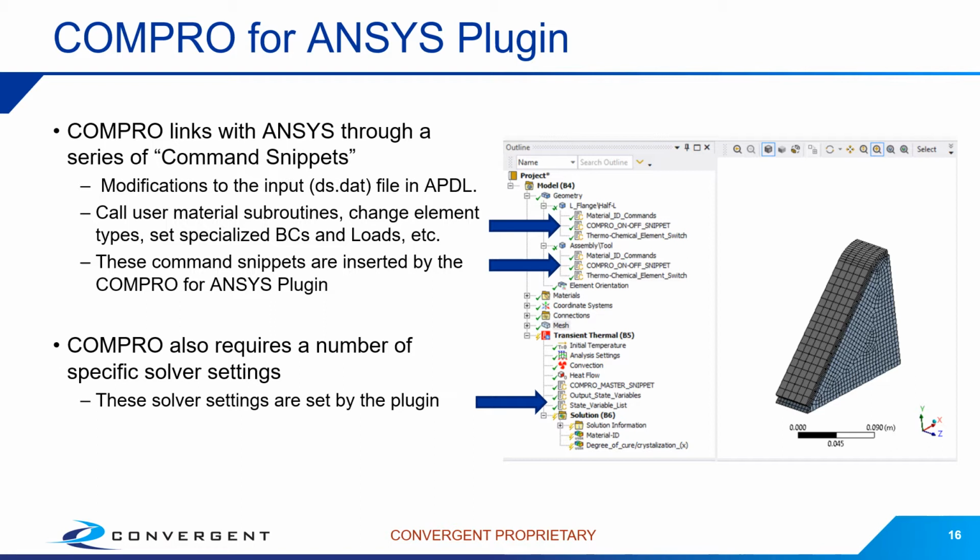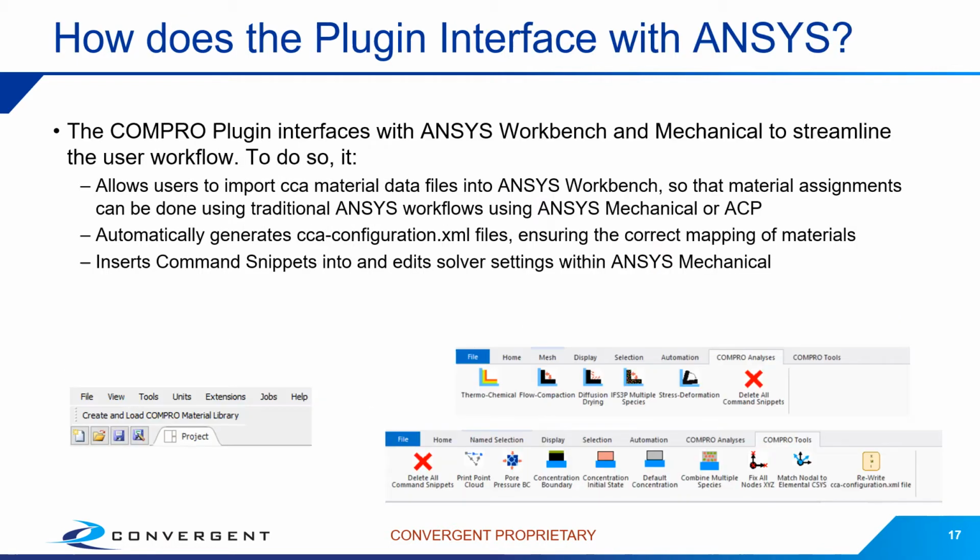Also done is change solver settings. So Compro requires a number of solver setting changes, and the plugin takes care of these for you as well. So the plugin really automates these processes. You know, the way that traditionally we've done this is by inserting these command snippets manually, which can be quite time consuming and tedious. So this really streamlines the material mapping and command snippet insertion, making it much faster for finite element users to use ANSYS and Compro to run process simulation models.